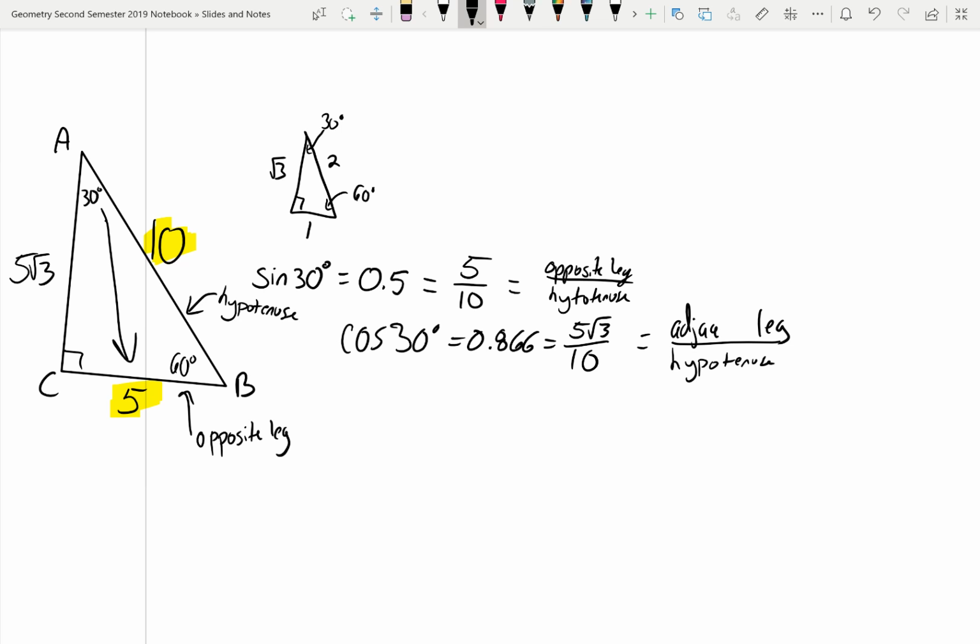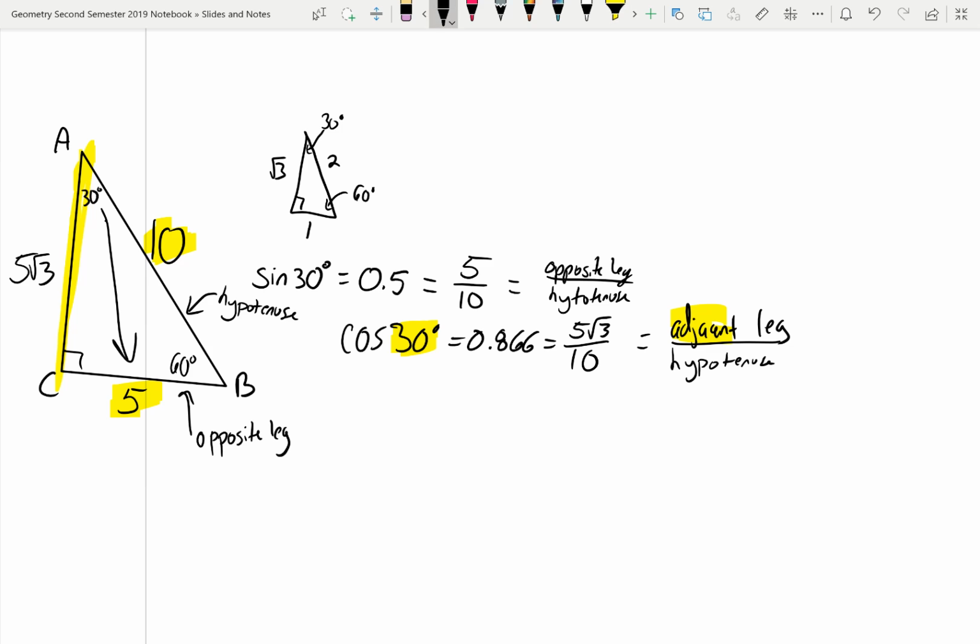The adjacent leg is the leg that is next to, that touches, the angle you're talking about. So that's this leg right here. And that leg touches angle A, that 30-degree angle. So the name adjacent is related to what angle you're talking about. You can do sine, cosine, and tangent with respect to the 60-degree angle, and then the words opposite and adjacent are going to flip, but the hypotenuse will remain the same.